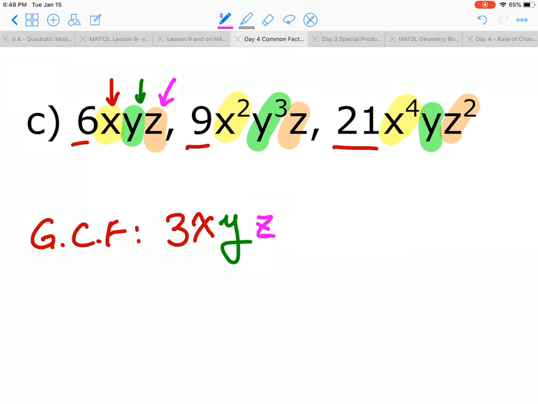Now one question is, what if one term doesn't have z? Or what if one term doesn't have x? What if one term doesn't have y? Then that variable won't be your common factor, because it's not common to all three, right?